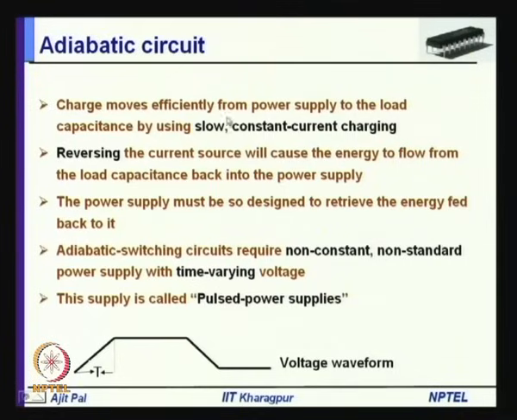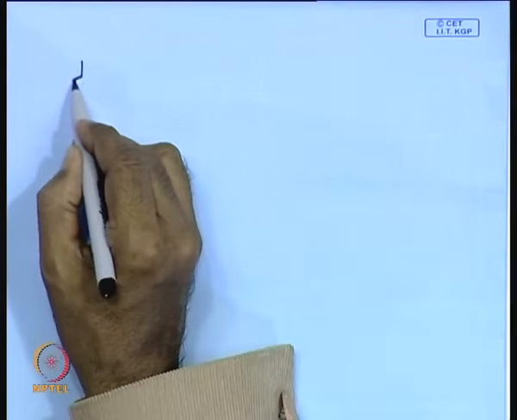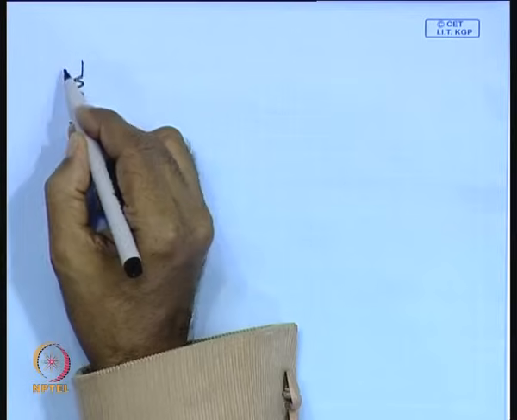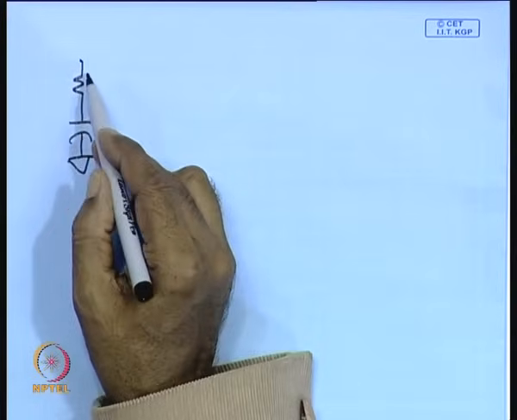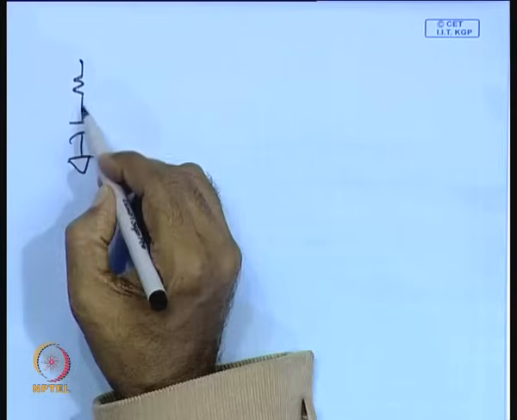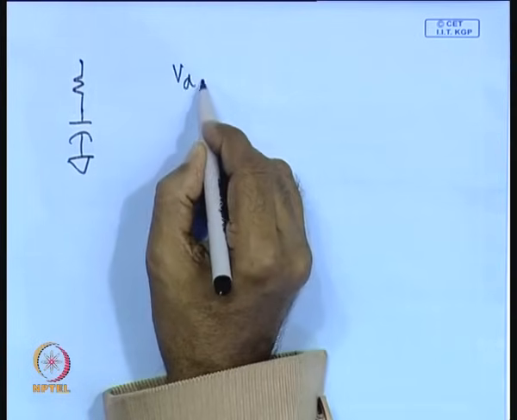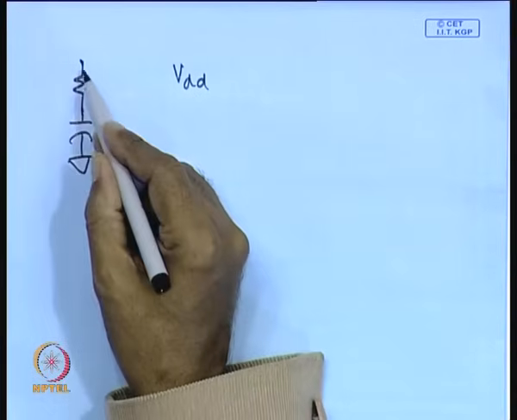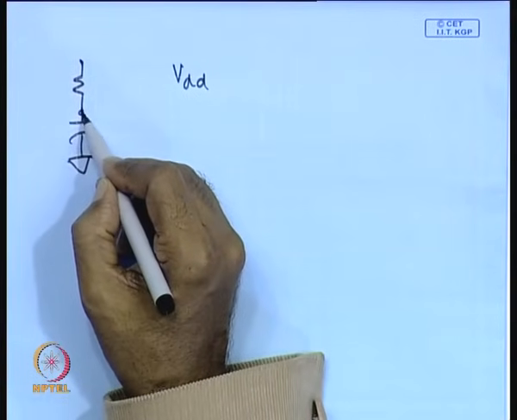So, charge moves efficiently from the power supply to the load capacitance by using slow constant current charging. You may be asking, what is the basic physical phenomenon involved in it? The basic idea is very simple. You have a R and a C, and if we apply a constant voltage here, then initially, as we have seen, a voltage of V D D is present across this R. So, maximum current flows, and subsequently of course it decreases as the voltage builds up here.